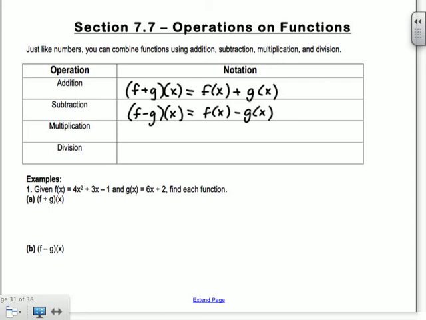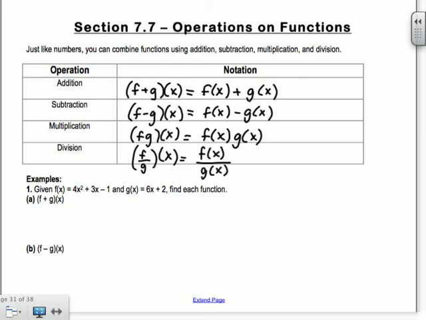Same with multiplication and division. So you might see f times g of x. So it's f of x times g of x. And f over g of x is f of x divided by g of x. And on that one we say where g of x is not equal to 0, because we can't divide by 0.